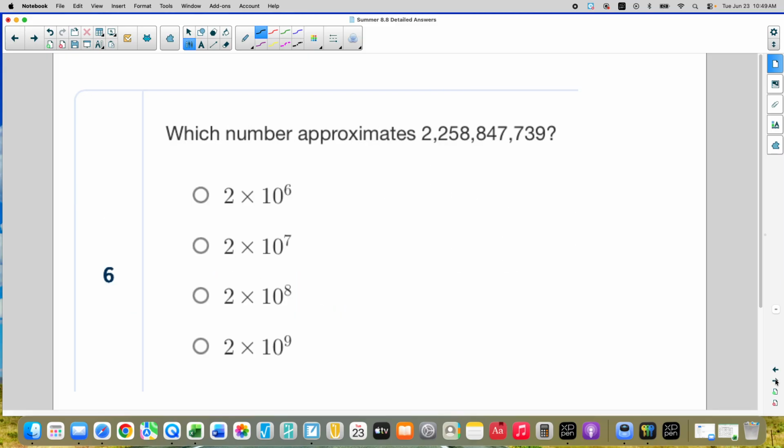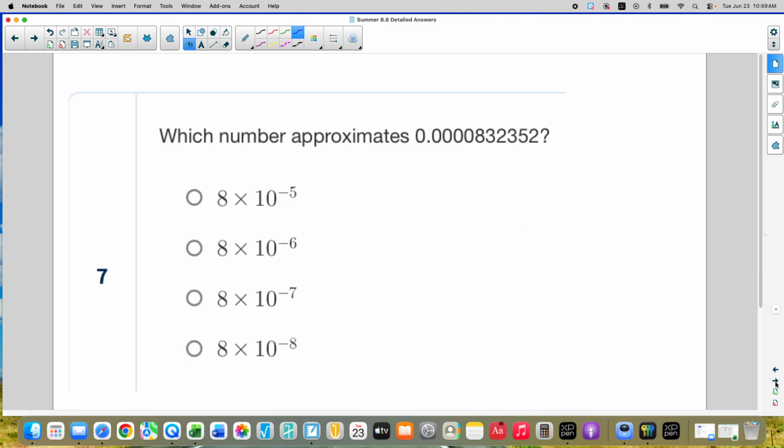Scientific notation. Which number approximates this? For every decimal place, it's equal to base 10. So my decimal starts here, and then it goes 1, 2, 3, 4, 5, 6, 7, 8, 9. So that was 9 places. So that would be equal to 2.258, etc., times 10 to the 9th. So we have 2 times 10 to the 9th.